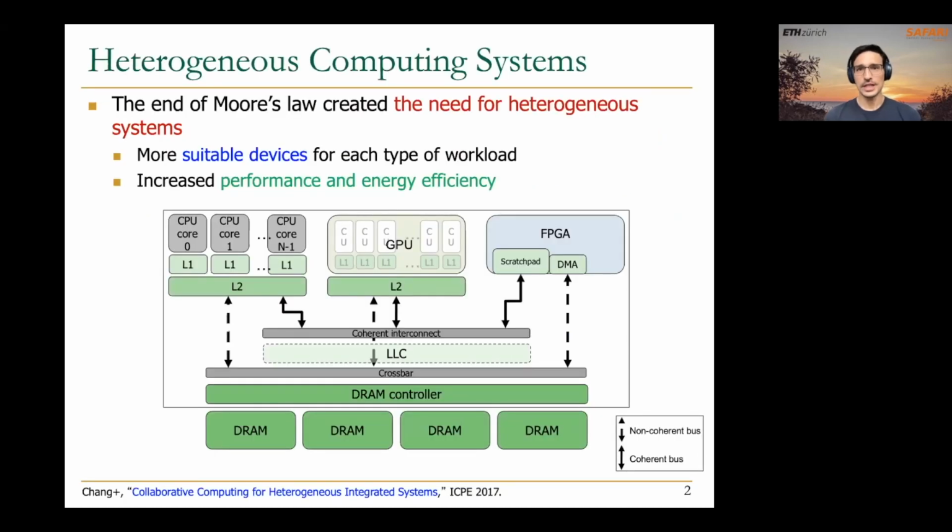Remember, we saw this slide the other day as an example of what can be a heterogeneous computing system these days. Here we can identify CPU cores, GPU cores, and also reconfigurable fabrics. There might be other accelerators, like, for example, neural network accelerators. And this is just an example heterogeneous computing system.